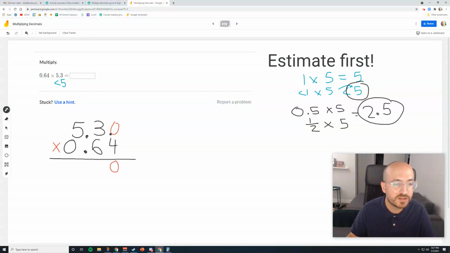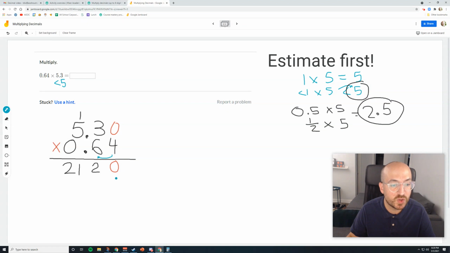4 times 3. So there are going to be 4 facts we needed to do here. 4 times 3 is 12. It's basically just normal whole number multiplication, and then we estimate. 4 times 5 is 20 plus 1 is 21. Don't even worry about where that decimal place goes right now. I'm not going to go there.